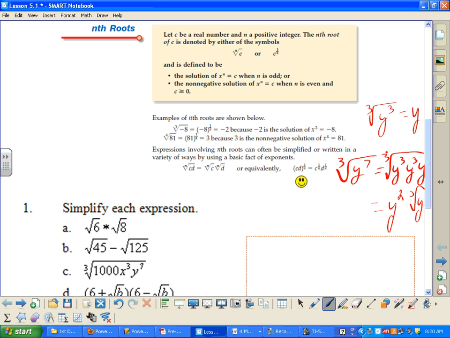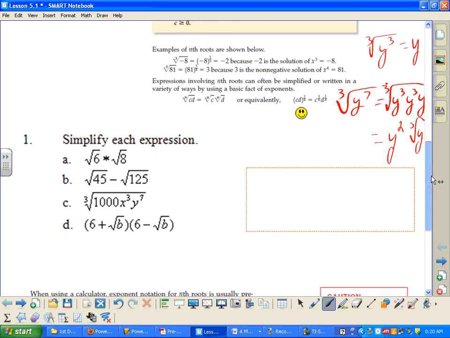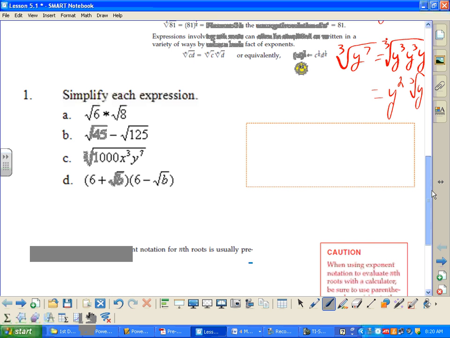So we're going to look at simplifying radicals. A little review here then. The square root of 6 times the square root of 8, what do I do there? What do I do to find that answer?